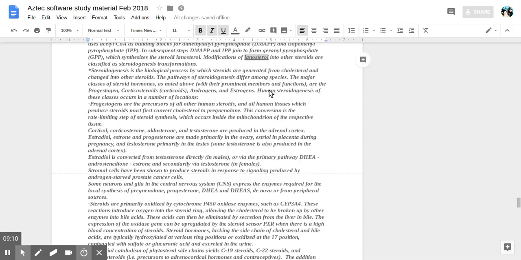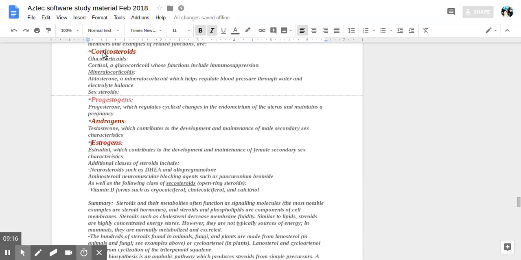Human steroidogenesis of these classes occurs in a number of locations. So those are the four main types: corticosteroids, involved in the immune system, blood pressure, electrolyte balance; progestogens and estrogens are in females, androgens are in males.